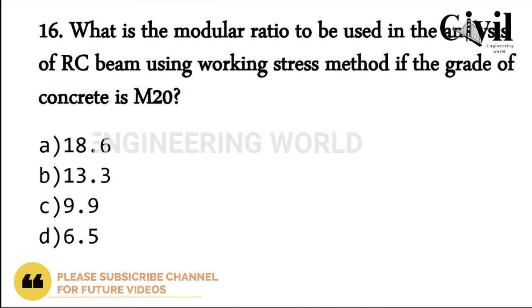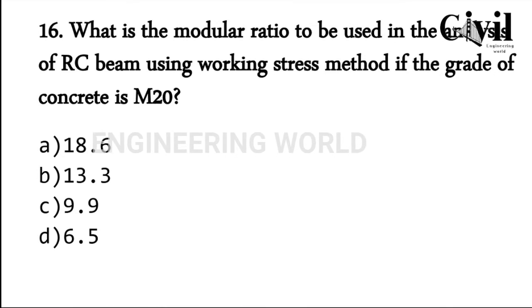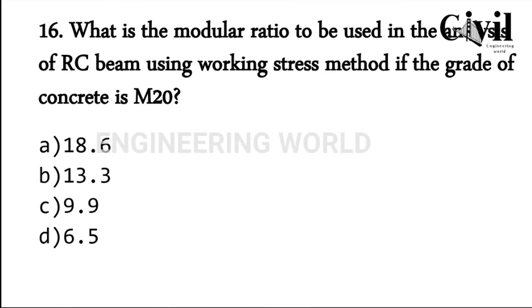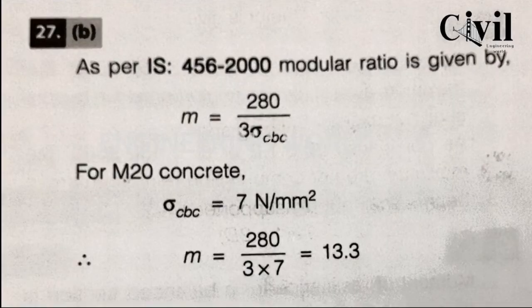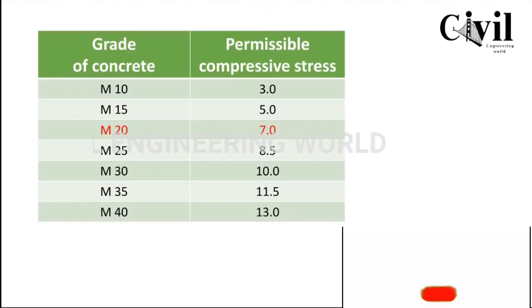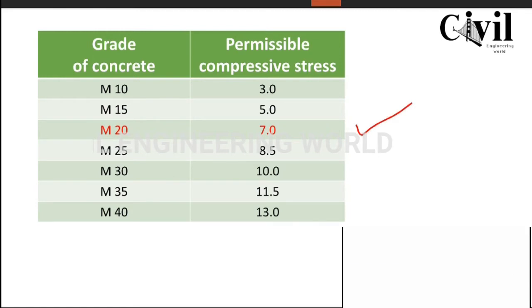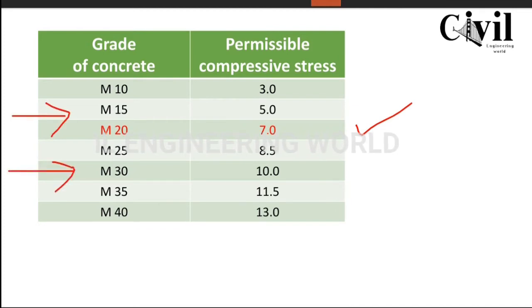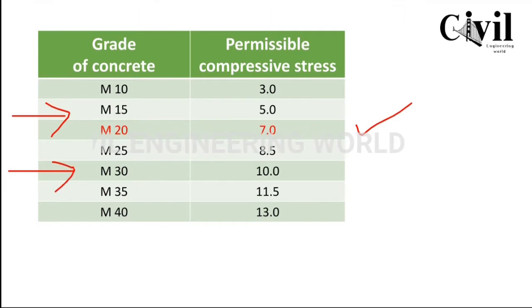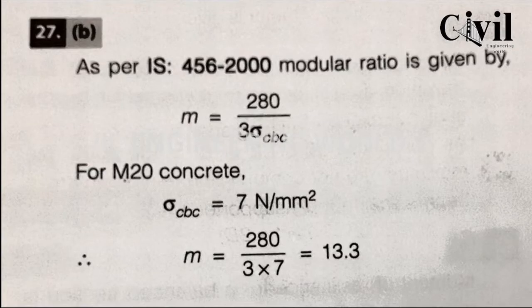Next is what is the modular ratio to be used in the analysis of RCC beams using the working stress method if the grade of concrete is M20? For this we have this table. We have to calculate the modular ratio m = 280 over 3 sigma cbc. Sigma cbc is the permissible compressive strength, and for M20 we have 7 Newton per millimeter square. So we can put this value into the formula. We have different permissible compressive stress values for different grades. By putting this value, the modular ratio comes to 280 over 3 times 7, which is 13.3. So its answer will be 13.3.